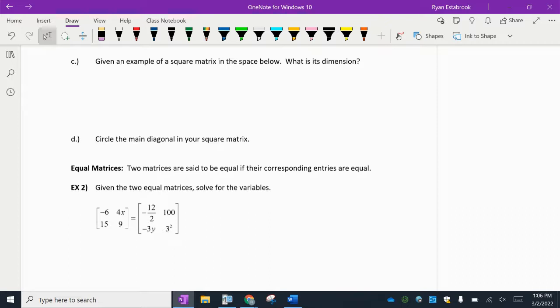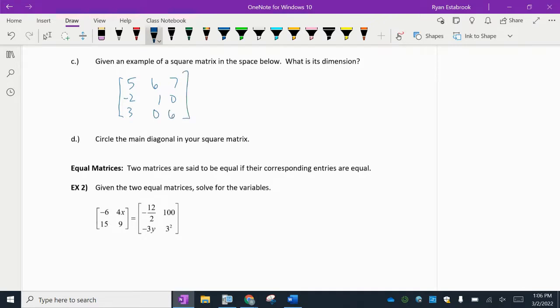All right, so give an example of a square matrix in the space below. A square matrix has the same number of rows as it has columns. So I could say something like 5, 6, 7, -2, 1, 0, 3, 0, 6, something kind of like this. This would be a square matrix.